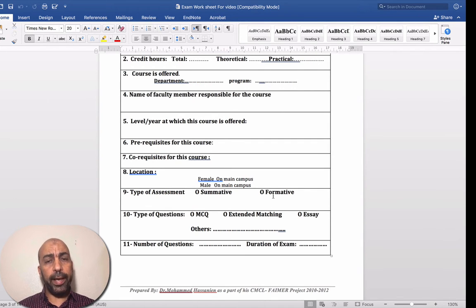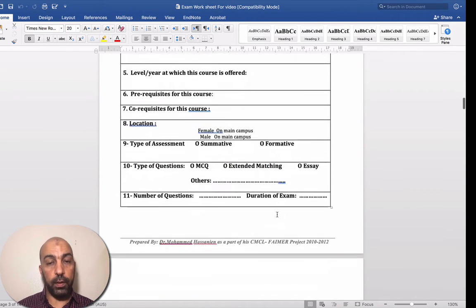And inshallah, we will have a session about summative and formative assessment and the difference between them. Number 10 also, type of questions. I intended to write the types to remind myself and yourself that we need to use a variety of item types in the written exam, like MCQ, whether type A, extended matching type R, MCQ, essay, long or short essay. There is also the number of questions and the duration of the exam.